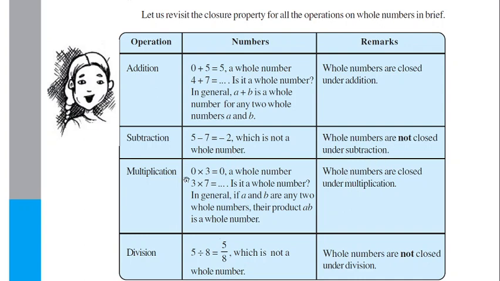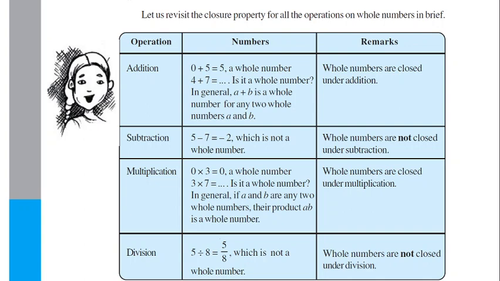Remember this. Now let's consider multiplication. 0 is a whole number, 3 is a whole number, and you will get an output of 0. In the same way you can think of the multiplication of any two numbers. The answer will be from the same group, the whole numbers. So we can write that whole numbers are closed under multiplication.